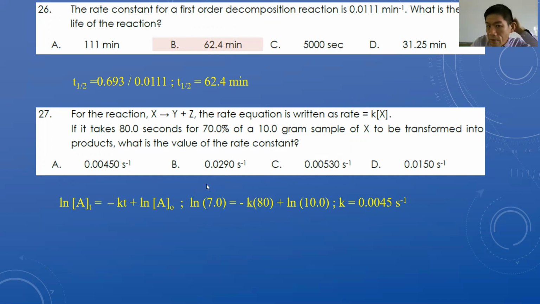How do you know that 7.0? So in here they say that 70% of 10 gram is transformed into the product. So that means the concentration, in terms of gram of the reactant, is 70% decreased. Then you take 80 seconds, okay, so you substitute all straight away. So ln 7.0 equals minus k times 80 plus ln 10, so you get k equals 0.45. So the best answer in here is A.